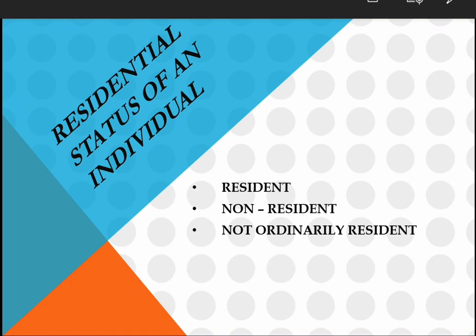The Income Tax Act categorizes individuals into three main residential status groups, that is resident, non-resident, and the third one, not ordinarily resident. Not ordinarily resident is nothing but he is a resident but not ordinarily resident.